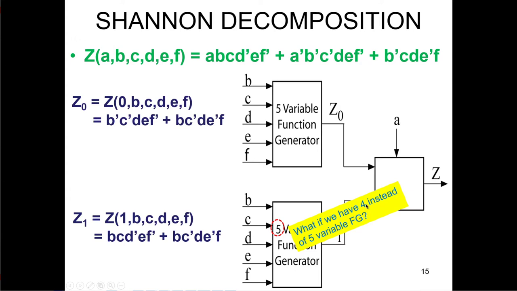What if we have a four-variable function generator instead of a five-variable function generator? Well, that's simple. If we have a LUT four instead of a LUT five, then we're going to have to do another decomposition. We can decompose B out or whatever we want, and then we'll have four of these.